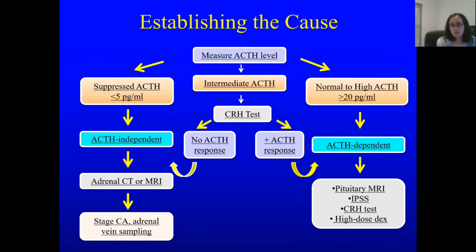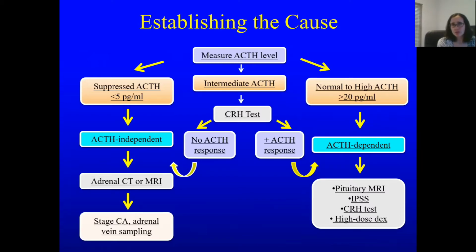So then you have to think about establishing the cause, because we talked about ACTH independent and ACTH dependent. Is this pituitary or is this adrenal? To do that, the ACTH level is what usually helps us. If the ACTH level is high, greater than 20 usually, that's the pituitary source, ACTH dependent. And at that point, we're usually looking at doing an MRI to look for it.